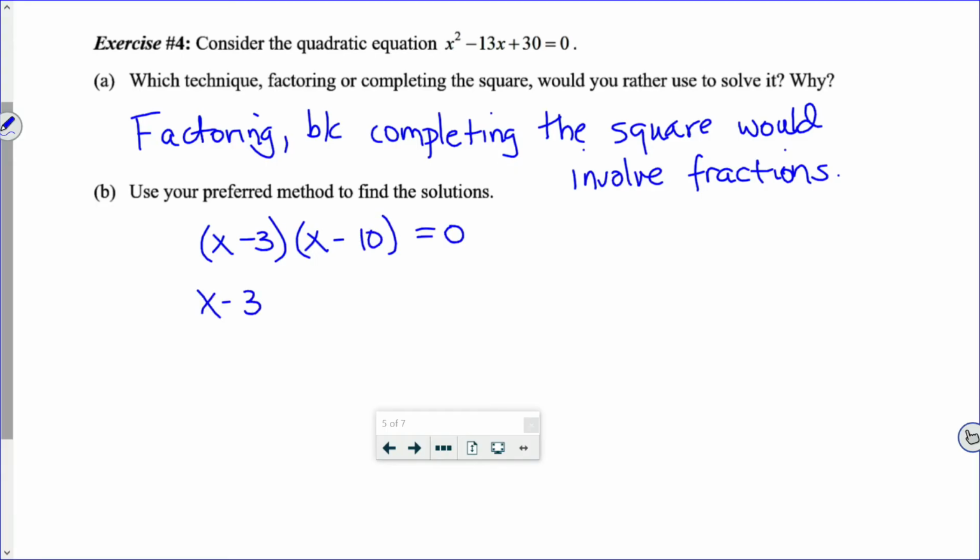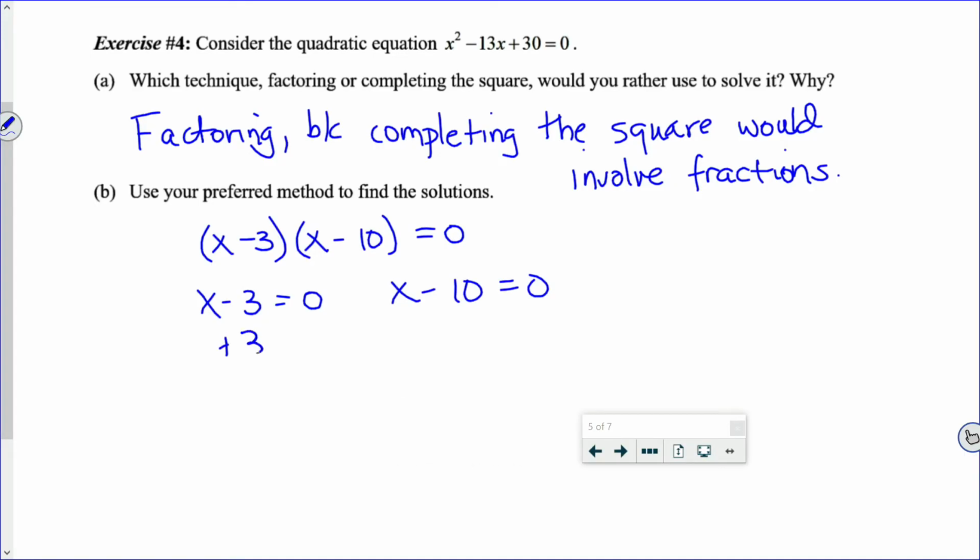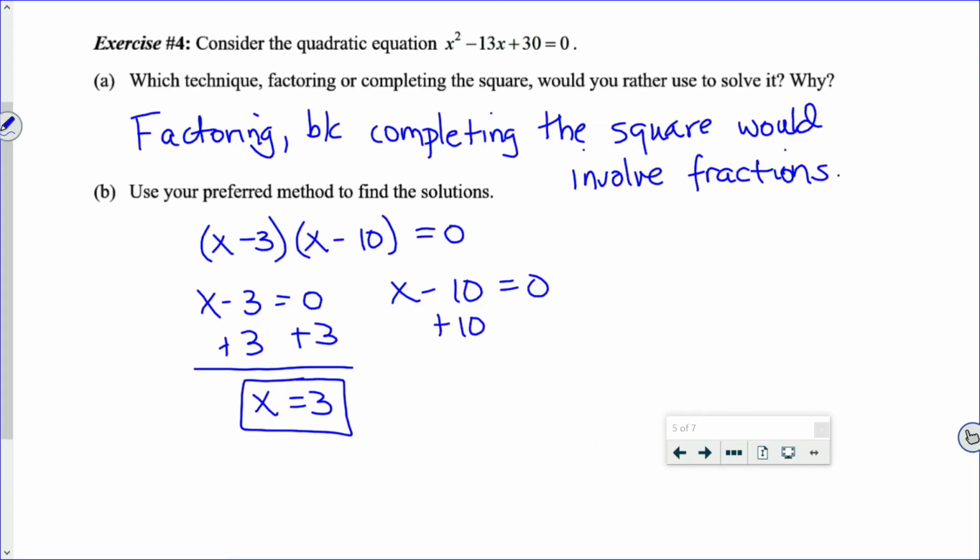Then I can set each one of them equal to 0. You might even think this step starts to get a little bit silly after a while, but they want to see your algebra here. By algebra 2, I would hope you would just look at that and say, oh, x equals 3, x equals 10. But for now, let's go through this process, and there we have it.